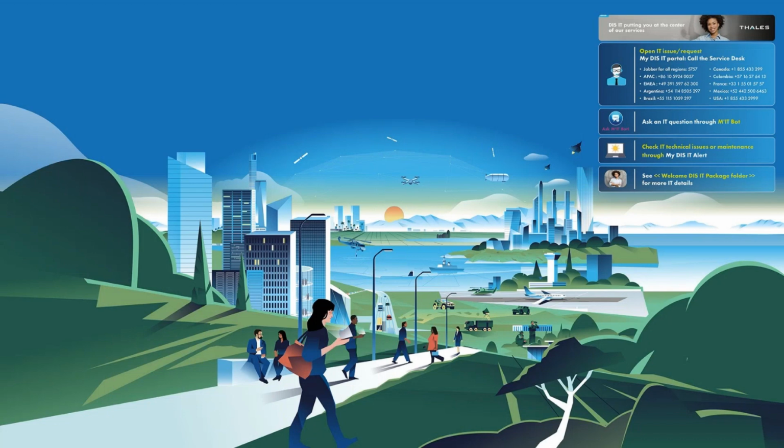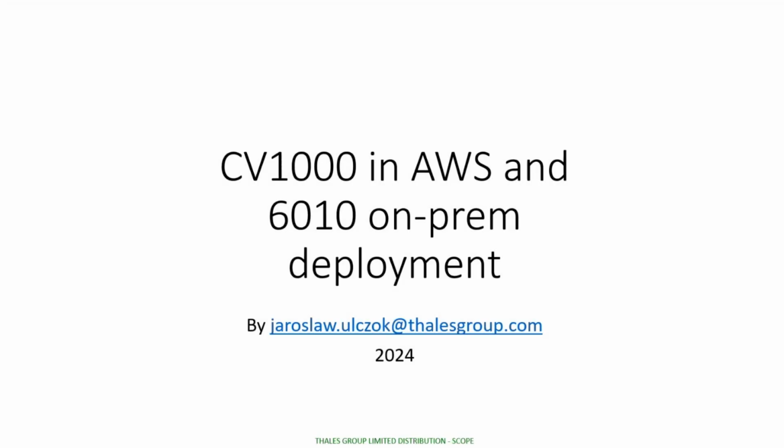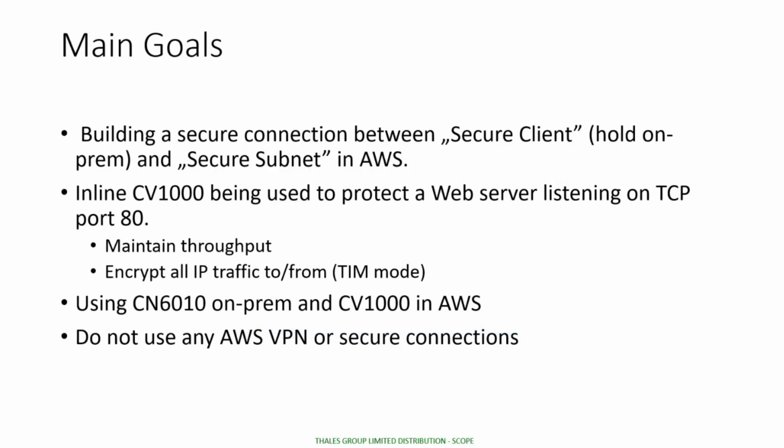So, good. Another example of a demo I'd like to share with you. This is based on another test we did, part of a POC. We did it for one customer who wanted to connect their on-prem HSE infrastructure based on the CN6010 and the virtual encryptor in AWS, similar to what you saw on the previous slides.